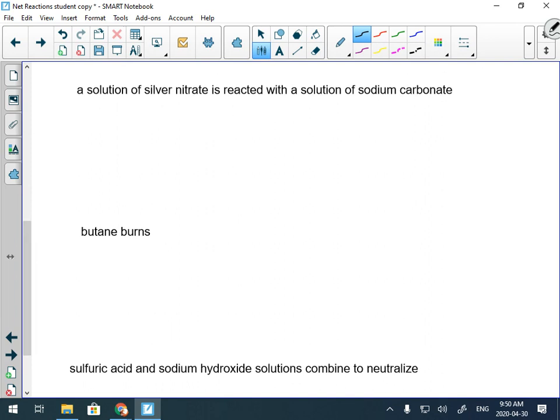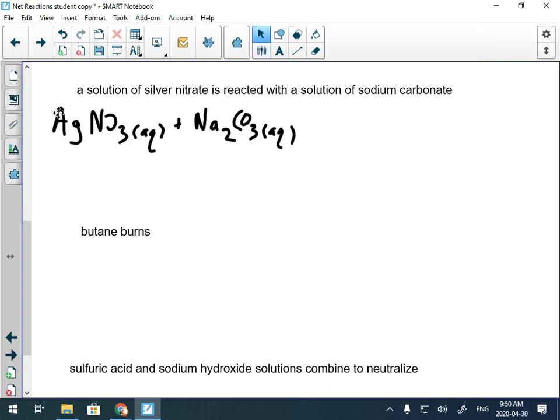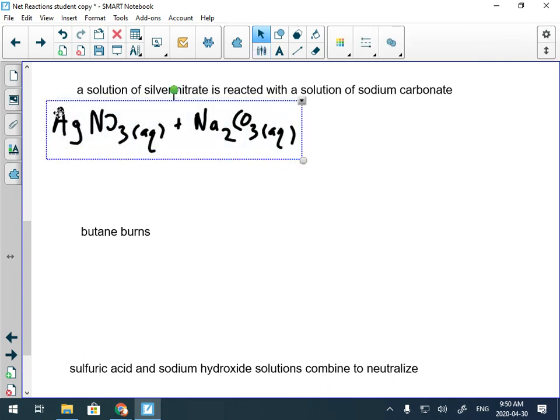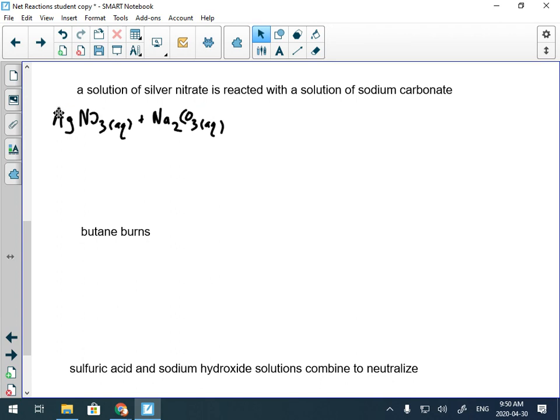A solution of silver nitrate is reacted with a solution of sodium carbonate. Okay. Silver is +1, nitrate's 1 negative. So that's an easy one to balance. It's 1 and 1. Sodium is +1, carbonate is 2 negative. So we need 2 sodiums for every carbonate. There, and that's aqueous. Okay, so that's our starting point. Let's make that a little smaller.